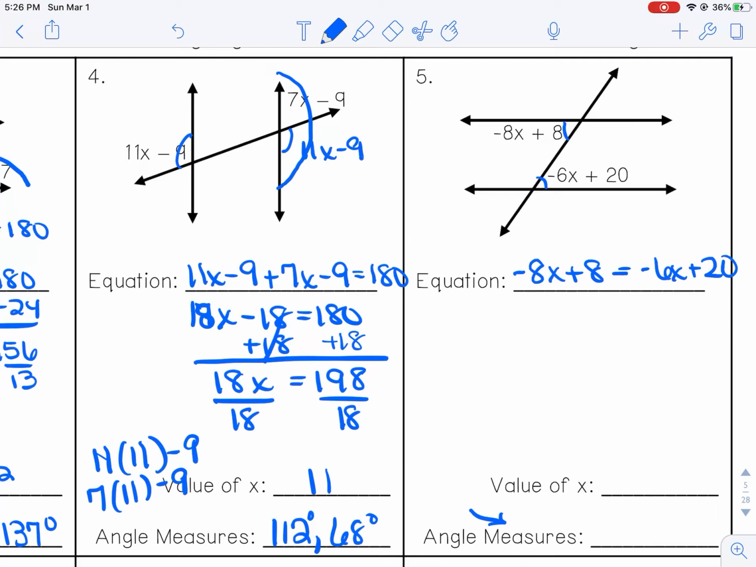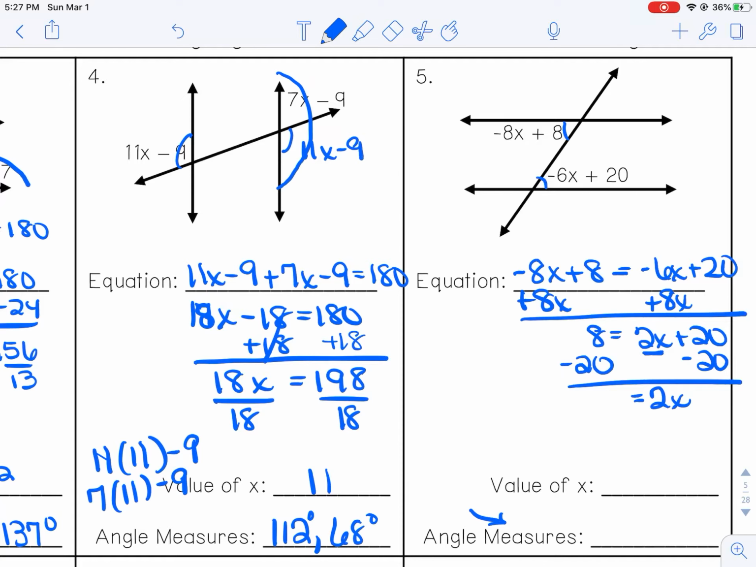All right, so our first rule is when we have variables on both sides is to eliminate the smallest variable term. Well, negative 8 is more negative than negative 6, so that's our smallest variable term. So I'm going to add 8x to each side. And I'll be left with 8 is equal to 2x plus 20. Okay? And then what I need to do from there, I have a two-step equation. I need to get the 2x by itself, so I'll subtract 20 on each side.